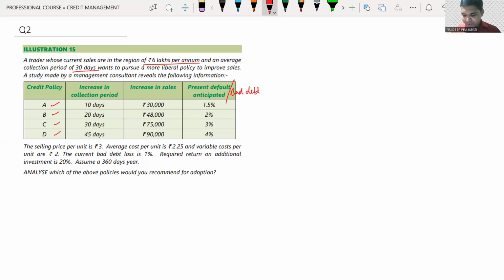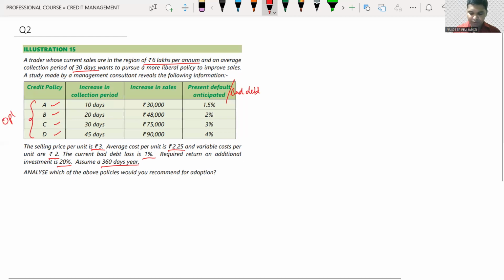The selling price per unit is rupees 3. Average cost per unit is 2.25 and variable cost per unit is rupees 2. Current bad debt loss is 1%. Required rate of additional investment is 20%. This is to calculate opportunity cost. Assume 360 days a year. Analyze which of the above policies should be recommended for adoption. So out of these four policies, we have to find out the optimum policy.